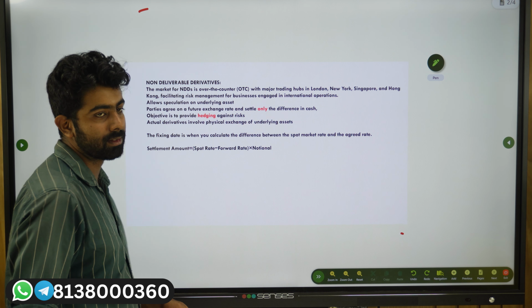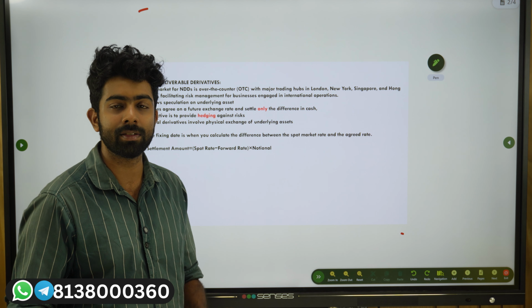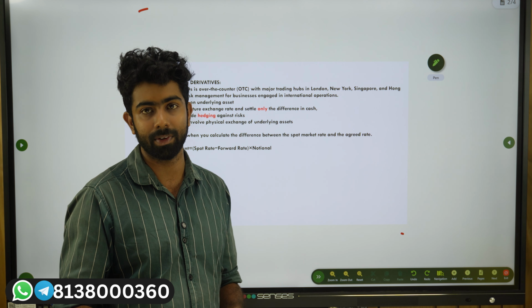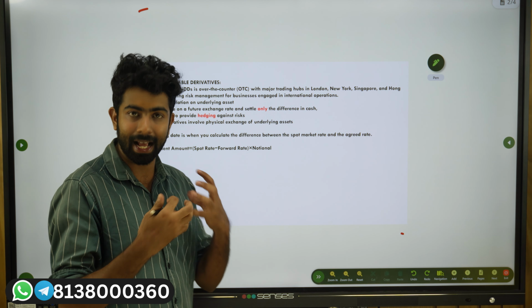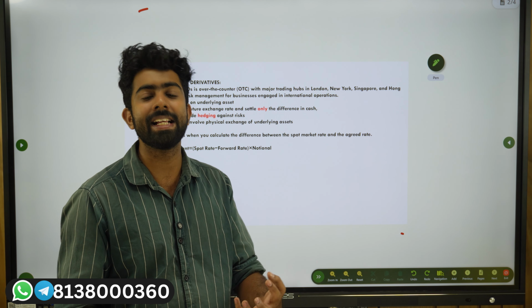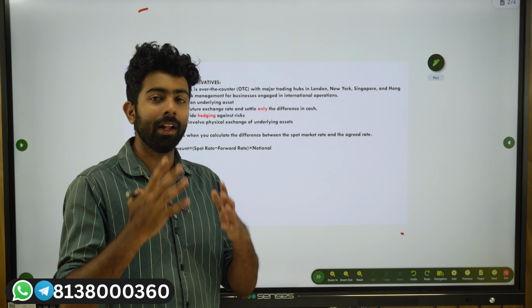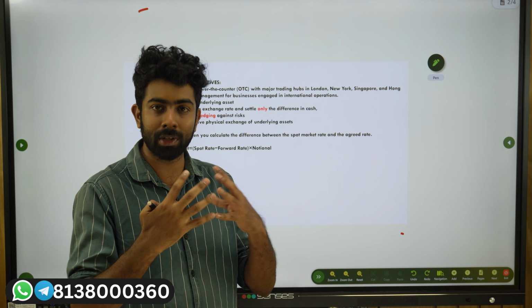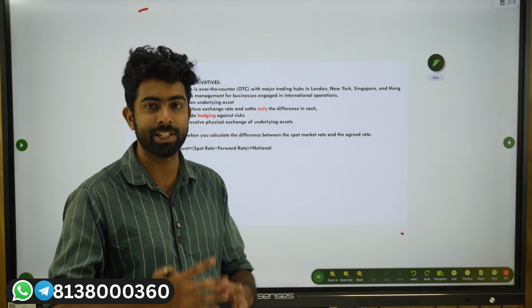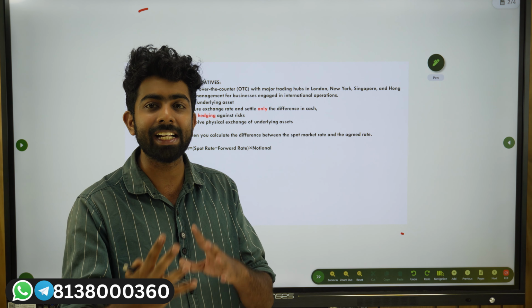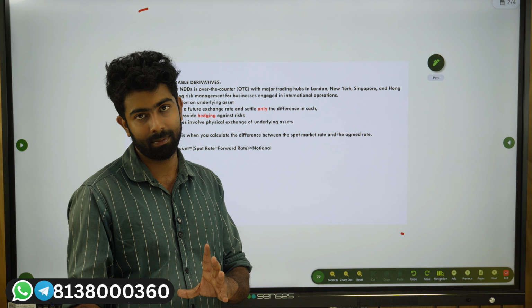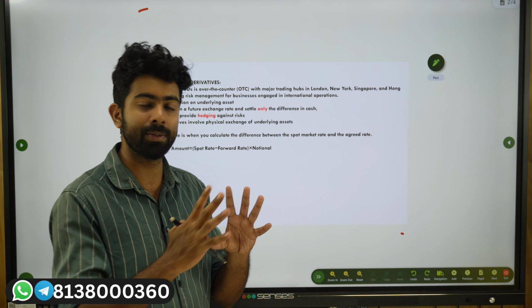Non-deliverable derivatives are similar to derivatives, but the key word here is non-deliverable. Here the underlying asset is not exchanged by the parties. There is no physical exchange of the underlying asset. Whatever they are speculating on is not being exchanged. Only the net cash flow is exchanged. That is a key difference from other contracts.